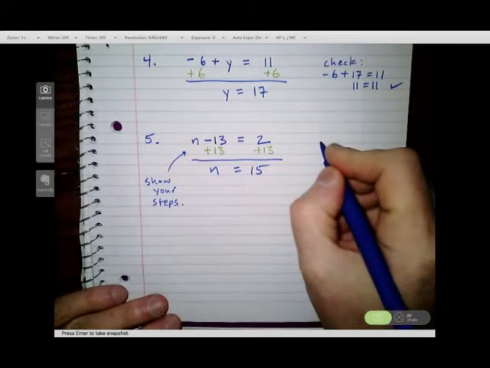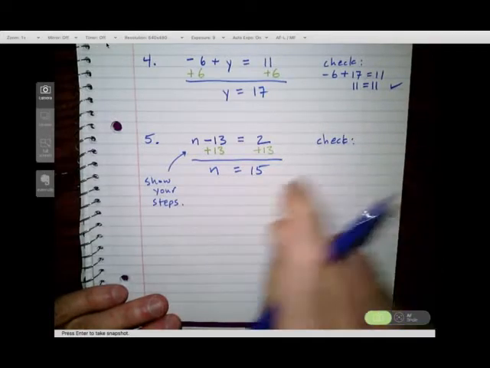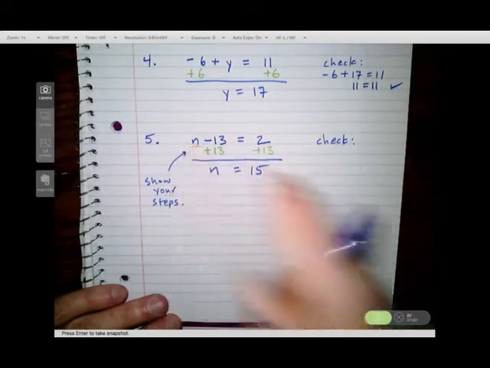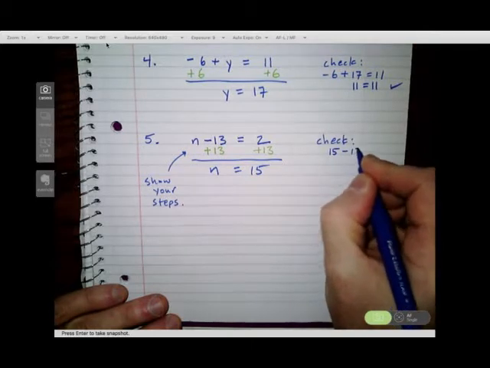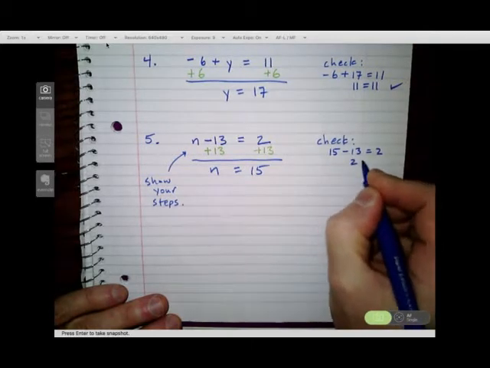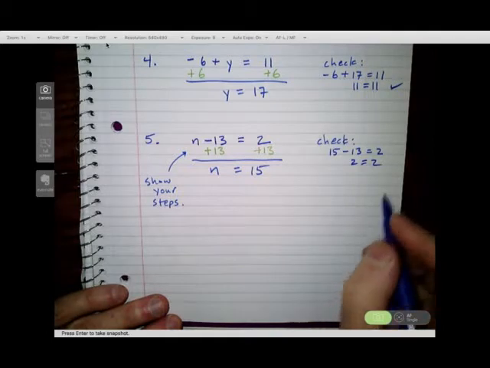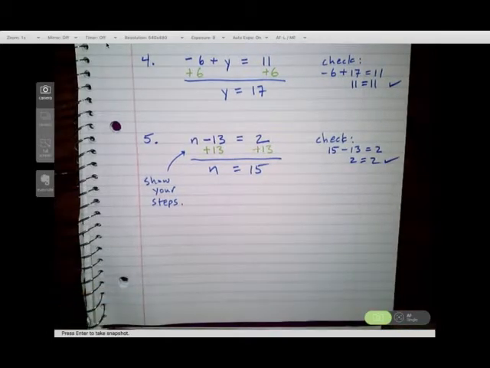Okay, lastly, the check. 15 goes in for n in the equation, so 15 minus 13 is 2, and I think all of you can see that 2 is the right answer. 2 equals 2, it checks out.